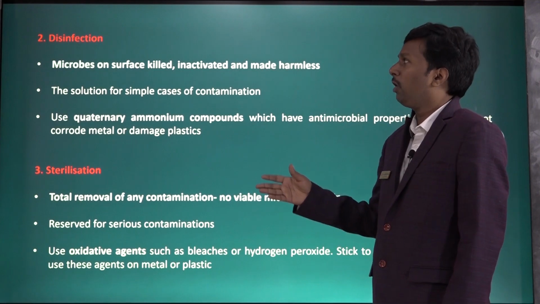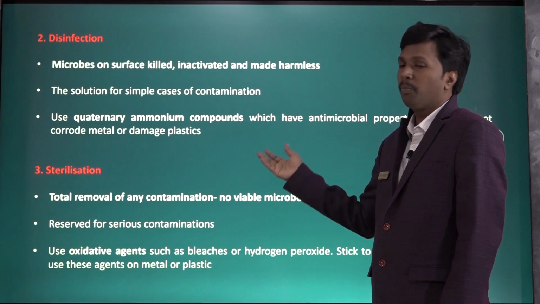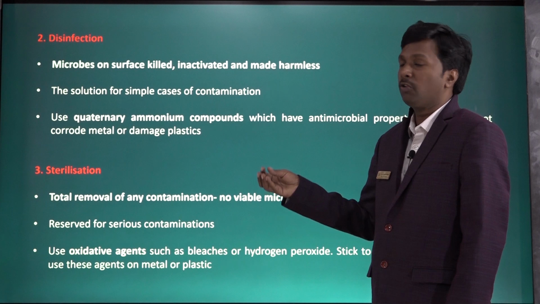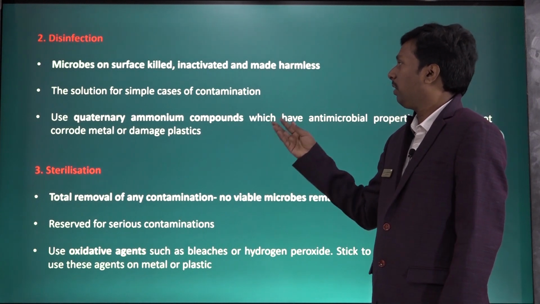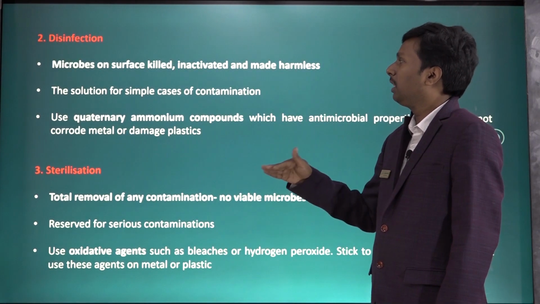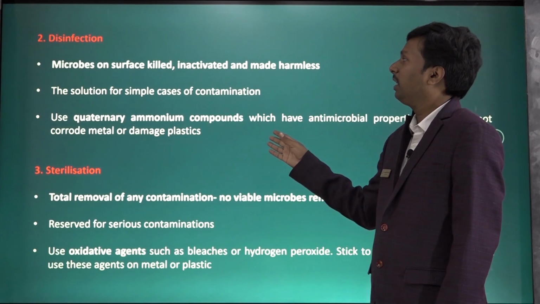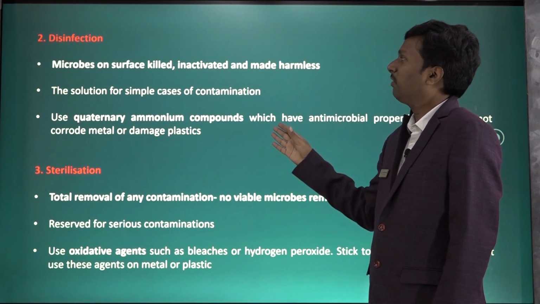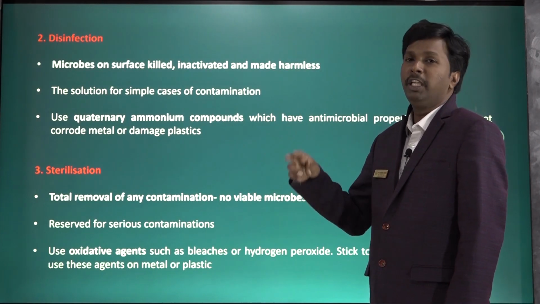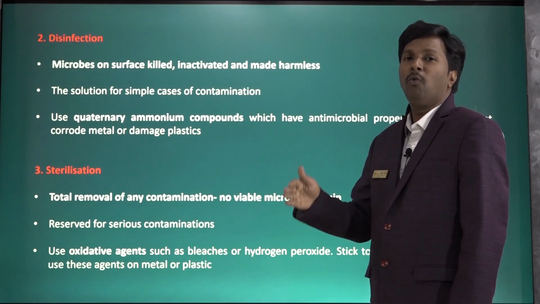So when you want to perform disinfection in your area, you can use quaternary ammonium compounds, and also 75% alcohol, phenol and bleach. These solutions will clean the workbench and kill the germs on its surface. So this is the second method, disinfection. The first one is sanitation and the second is disinfection. These two methods we can perform while handling biosafety level 1 and 2.